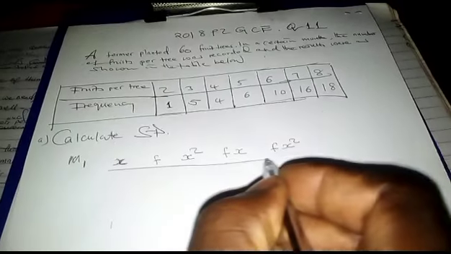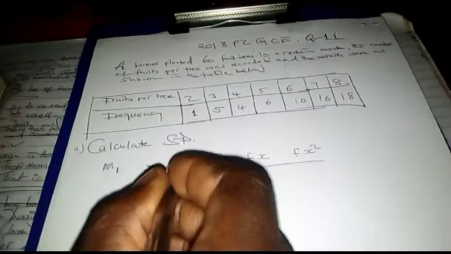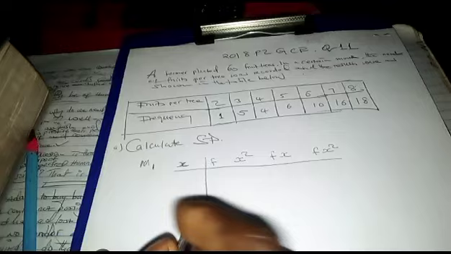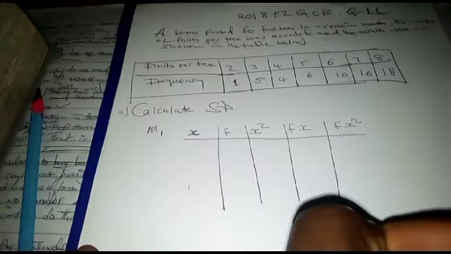So we're going to come up with a table. So just do something like this. You see that? It's very easy. It's very simple. So come up with this.